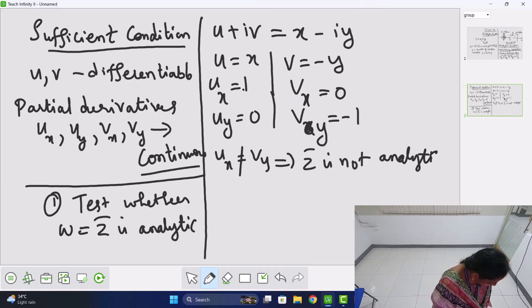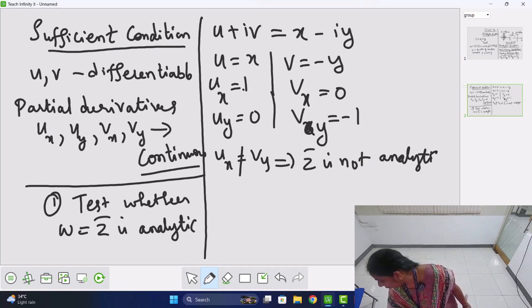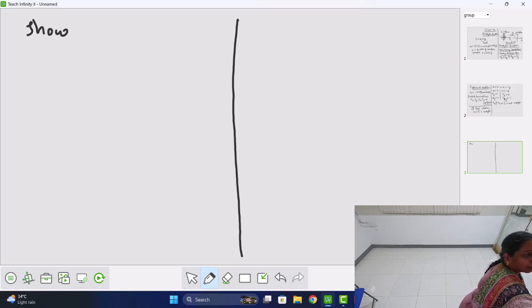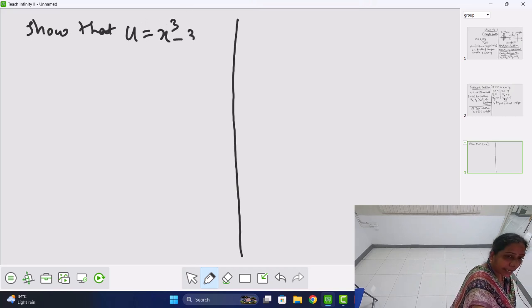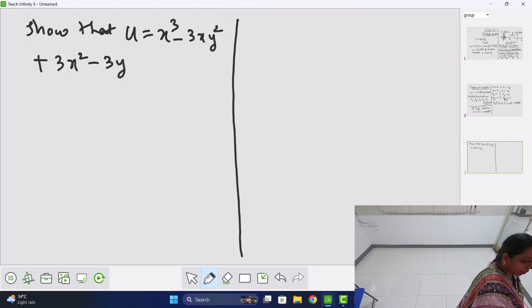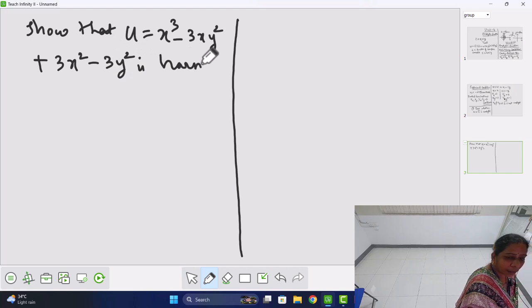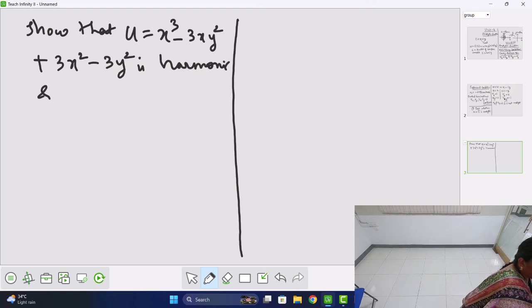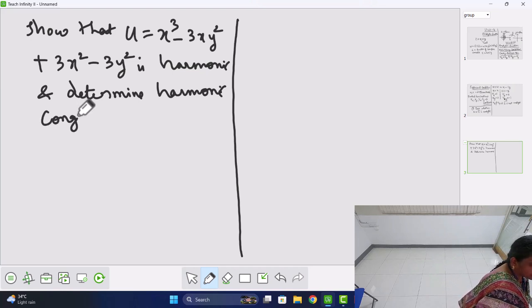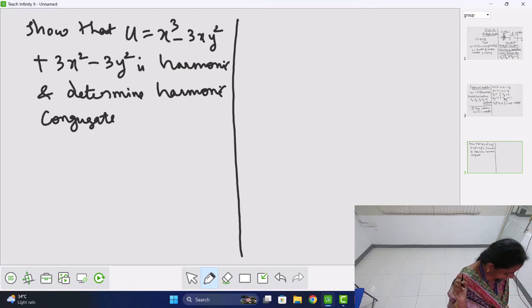I'll make you understand another problem. Show that u equal to x cube minus 3xy square plus 3x square minus 3y square is harmonic, and determine the harmonic conjugate and f of z. And f of z we have to find.